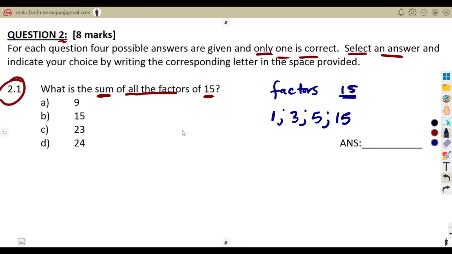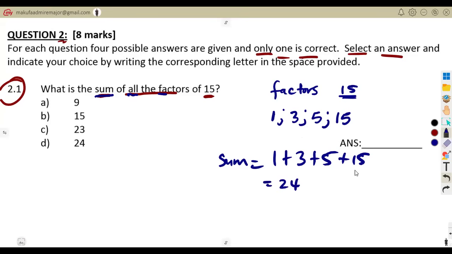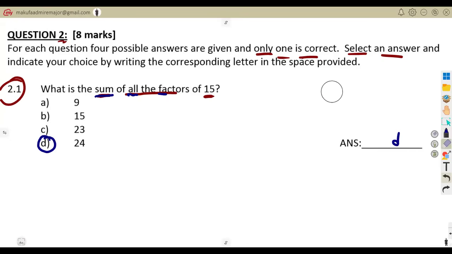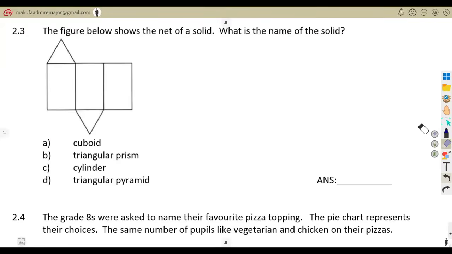So the question is, all these factors that we have listed, what is the sum? The question is on the sum of all the factors. You have to add. So we are supposed to add 1 plus 3 plus 5 plus 15. In this case, we're just going to add, and that was going to give us 24. So 24, which is on D. So the answer there was going to be D, from the sum of the given factors.